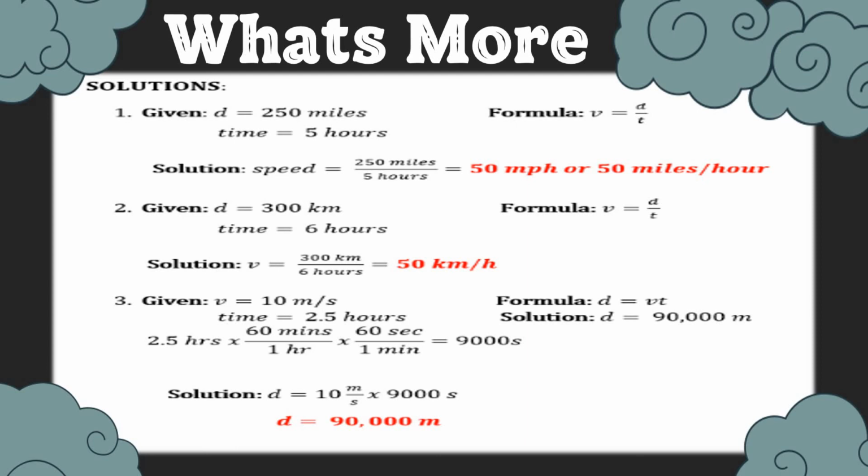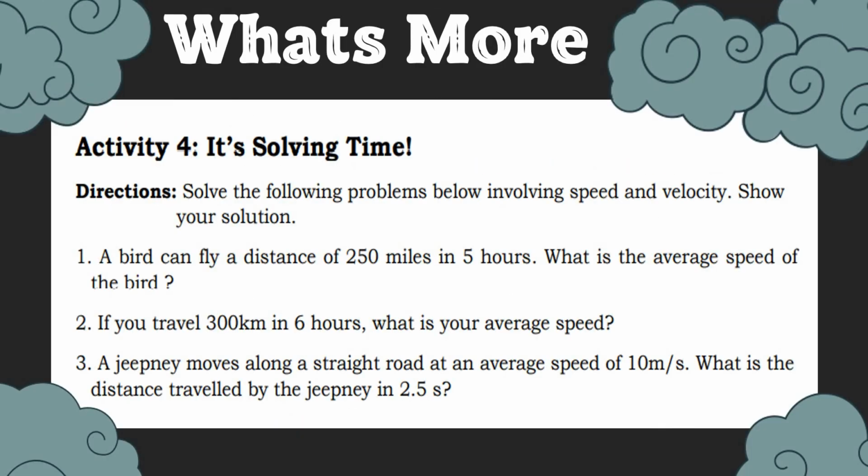So we have 50 kilometers per hour. So very good. Okay. Let's have number 3. A jeepney moves along the straight road at an average speed of 10 meters per second. What is the distance traveled by the jeepney in 2.5 seconds?